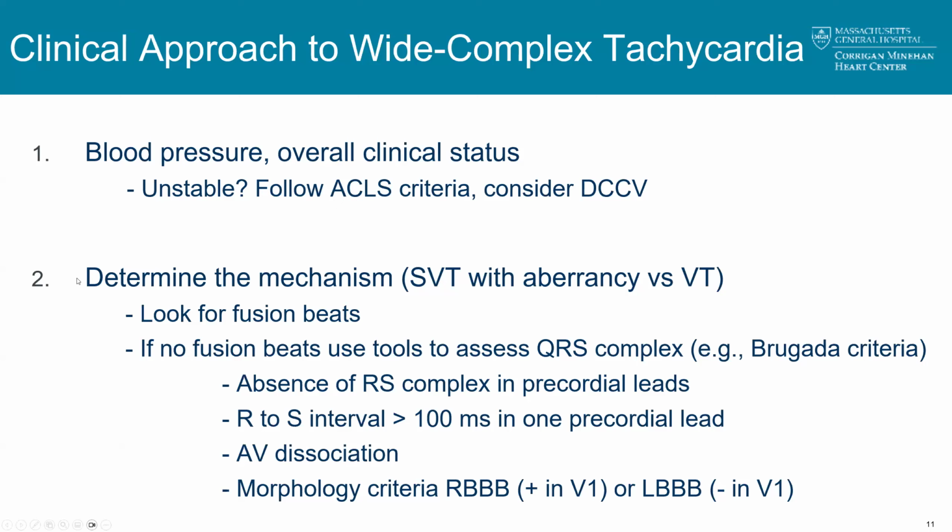And number two, only after you assess whether or not the patient's stable or unstable and whether or not you should be cardioverting them straight away, only after that would you spend more of your bandwidth on determining the mechanism, meaning SVT with aberrancy versus VT.